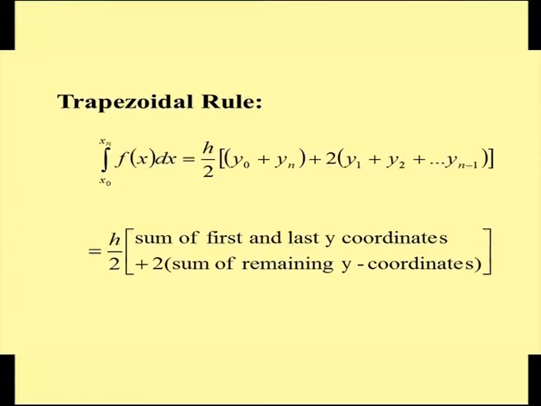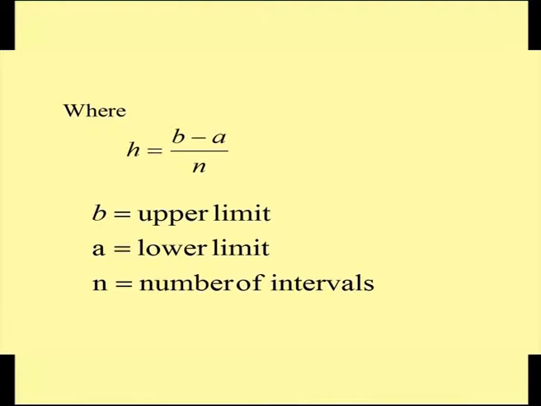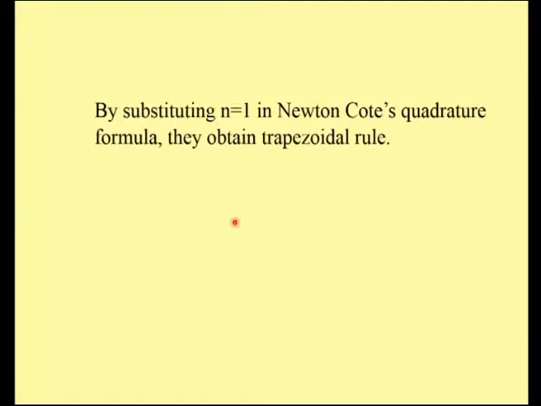So, the trapezoidal rule is given by the integral from x naught to xn of f of x dx equal to h by 2 times y naught plus yn plus 2 times y1 plus y2 plus etc., up to yn minus 1. In words, h divided by 2, where h is the length of each subinterval, times the sum of the first and last ordinates plus 2 times the sum of the remaining y ordinates, where h is equal to b minus a by n, b is the upper limit, a is the lower limit and n is the number of intervals. By substituting n equal to 1 in the Newton-Cotes quadrature formula, we obtain the trapezoidal rule.